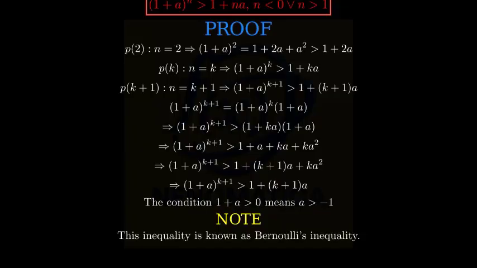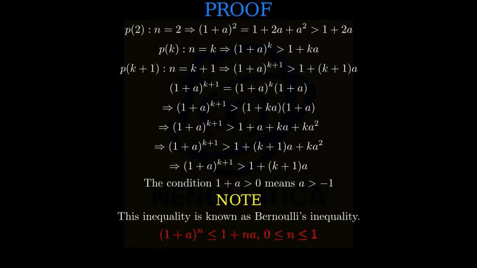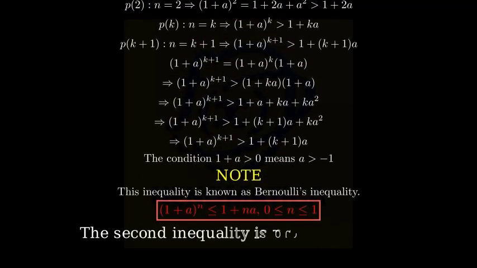There's also a second part to the Bernoulli inequality. When 0 is less than or equal to n is less than or equal to 1, the inequality is reversed. 1 plus a raised to the power of n is less than or equal to 1 plus n times a. The proof of the second inequality follows similar steps and can be proved in the same manner as we did for the first inequality.